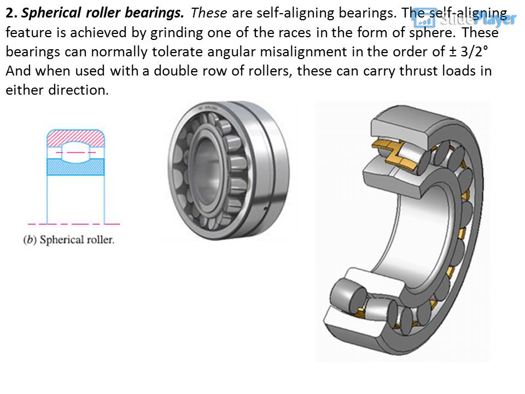2. Spherical roller bearings. These are self-aligning bearings. The self-aligning feature is achieved by grinding one of the races in the form of a sphere. These bearings can normally tolerate angular misalignment in the order of ±3/2 of a degree. And when used with a double row of rollers, these can carry thrust loads in either direction.